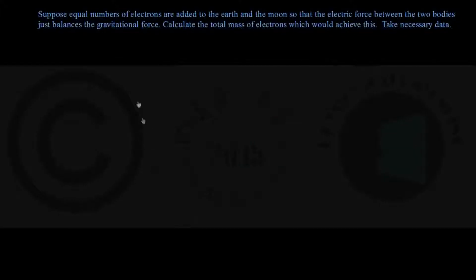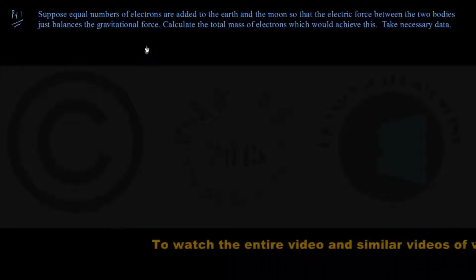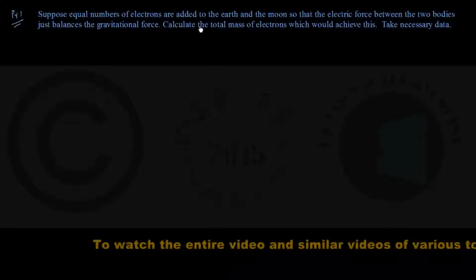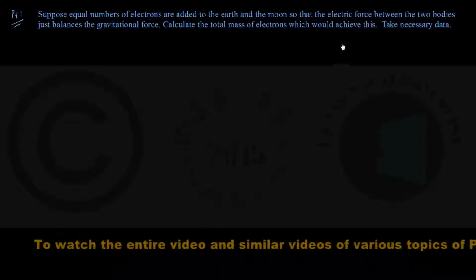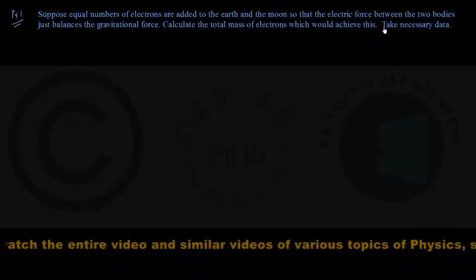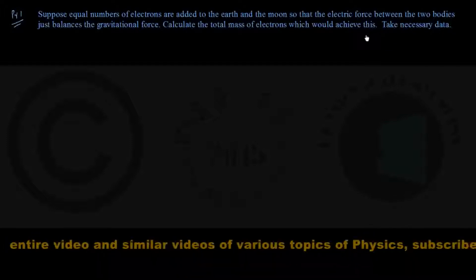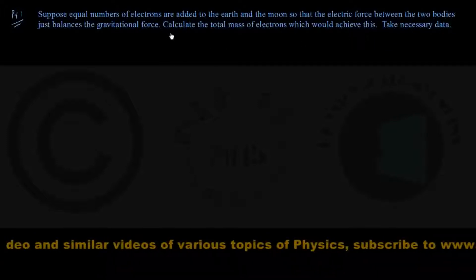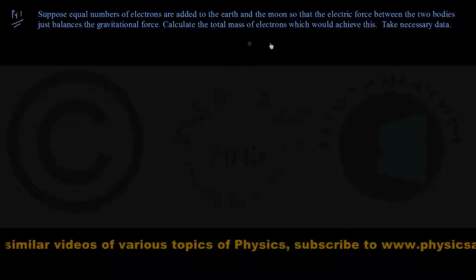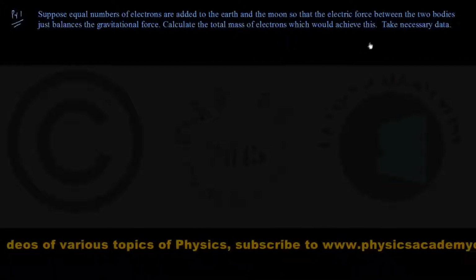Well, we are halfway through understanding of fundamental field forces, and it's time to consolidate our understanding with a numerical example. So here's the problem 1 that we shall solve here with whatever you have learned so far. Suppose equal number of electrons are added to the Earth and the Moon so that the electric force between the two bodies just balances the gravitational force. Calculate the total mass of electrons which would achieve this.